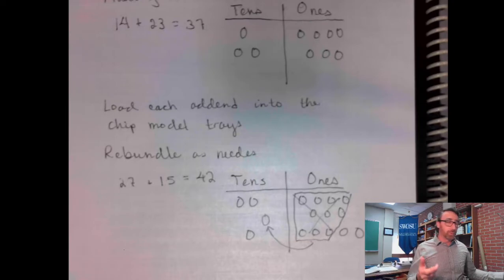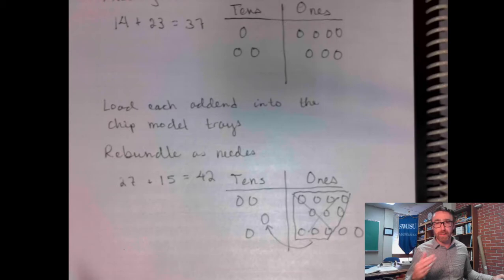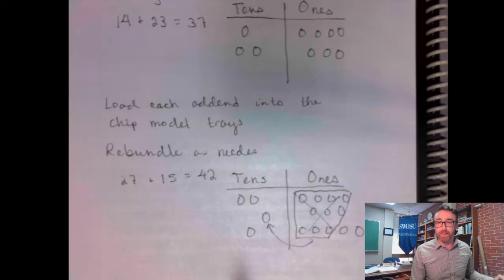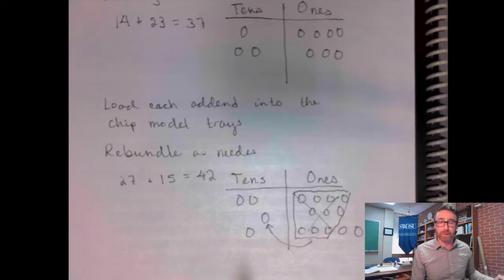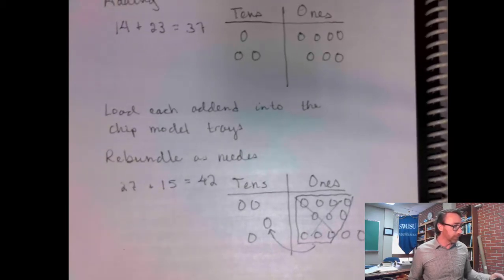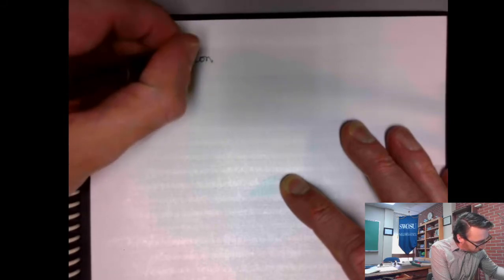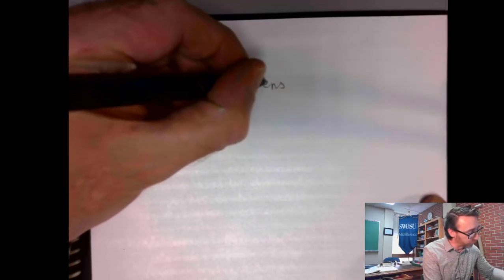So doing addition on the chip model is really easy. It's a great way to demonstrate this and emphasize concepts in place value to your students in the elementary curriculum. Let's look at how subtraction would work with this chip model. The chip model really highlights the takeaway interpretation of subtraction that we talked about in a previous video.